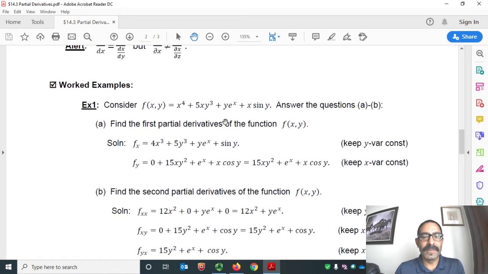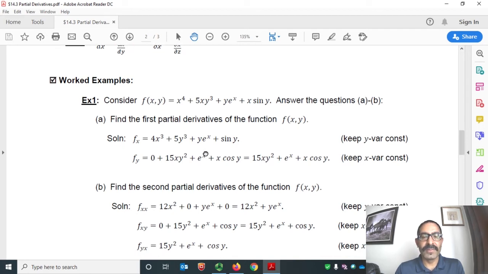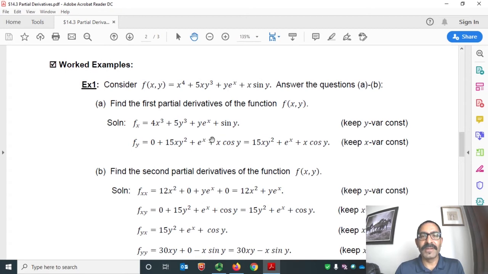First example, consider f equals x to the 4 plus 5xy cubed plus y e to the x plus x sine y, and answer questions A and B. So part A, find the first partial derivatives of the function f. So first partial derivatives means f_x and f_y. So let's compute the first partial derivatives of f.